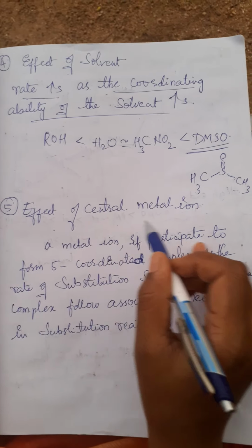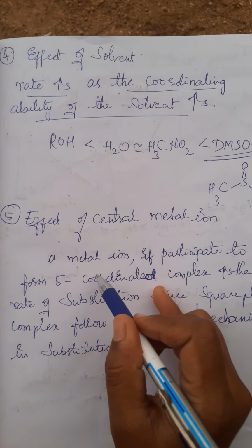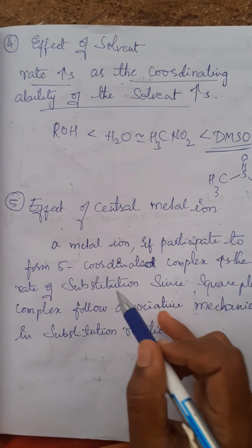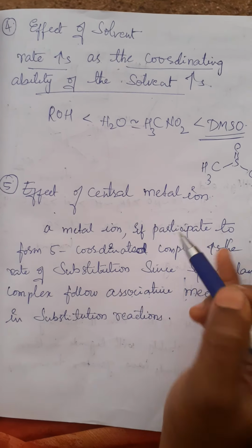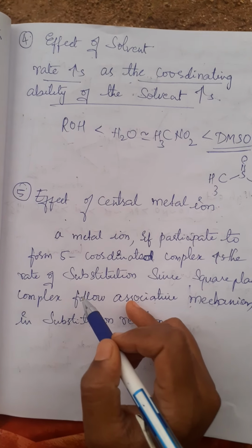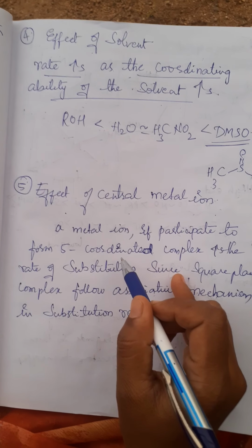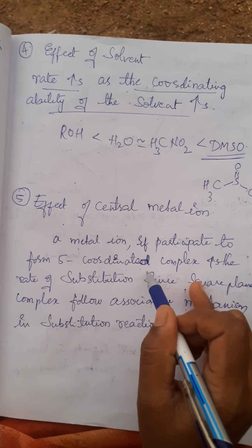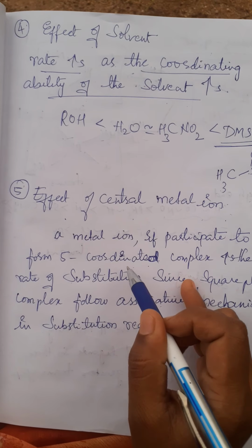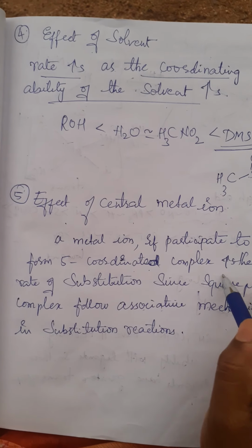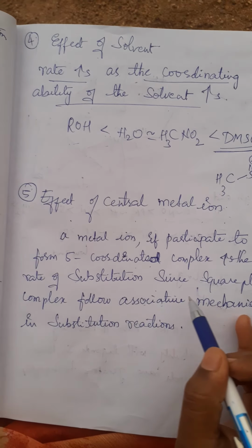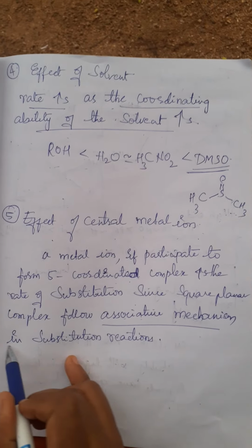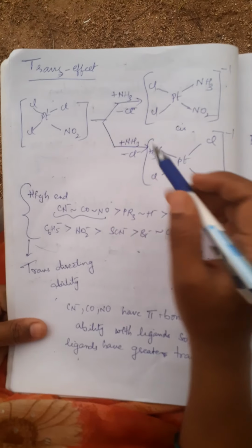Next, the effect of the central metal ion. Suppose the metal ion participates in the formation of a five coordinated complex; in some cases it is an associative mechanism, and in some cases a dissociative mechanism. I told you that square planar complexes follow an associative mechanism, that is, an intermediate five coordinated complex is formed. If a metal ion can easily form a five coordinated complex, then the rate of reaction increases. So overall, substitution reactions follow the associative mechanism.